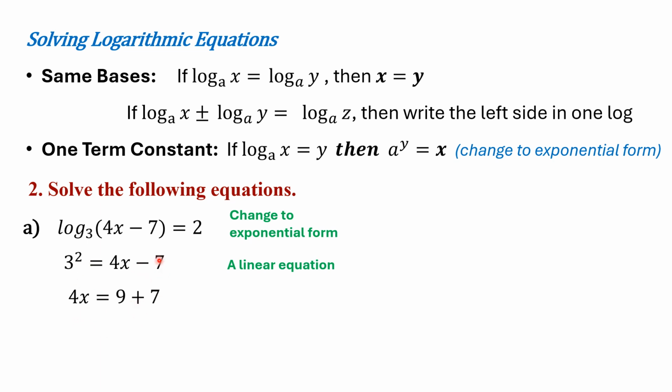Then moving negative 7, it will be plus 7. And then from this equation, we will get 4x is equal to 16. And then dividing both sides by 4. So x is equal to 4.